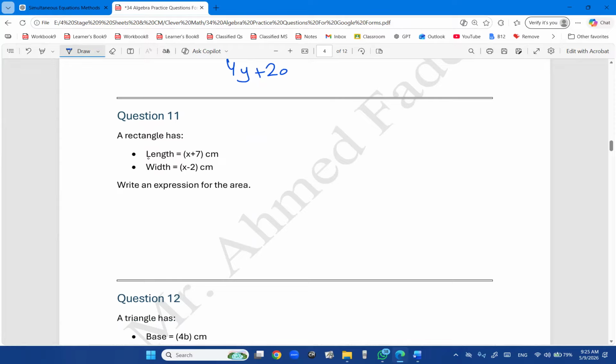Question 11. Here they gave you the length and the width. Write an expression for the area of the rectangle. We know that the area equals length times width. So the expression must be length multiplied by the width.